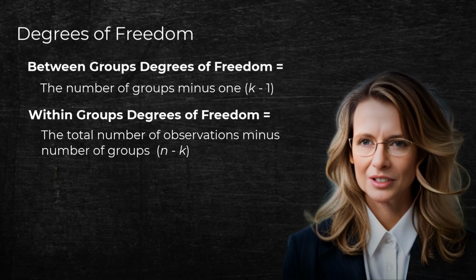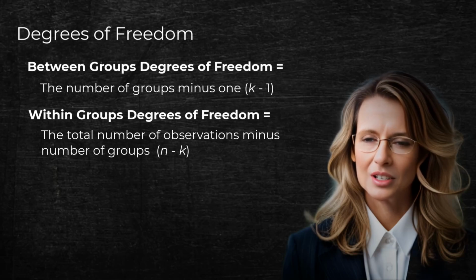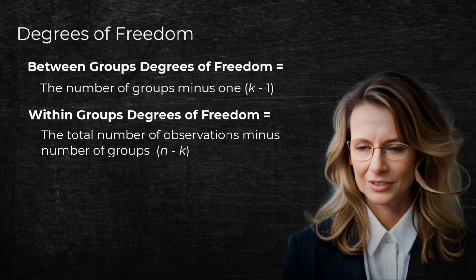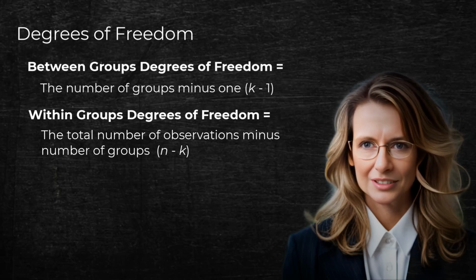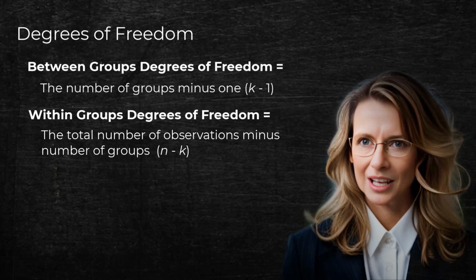The within groups degrees of freedom are equal to the total number of observations, n, minus the number of groups, k. So if a study had 3 groups with 30 observations in each group for a total of 90 observations, the degrees of freedom within groups would be 90 minus 3, which equals 87.